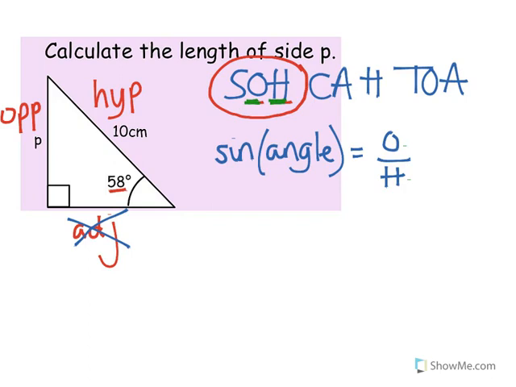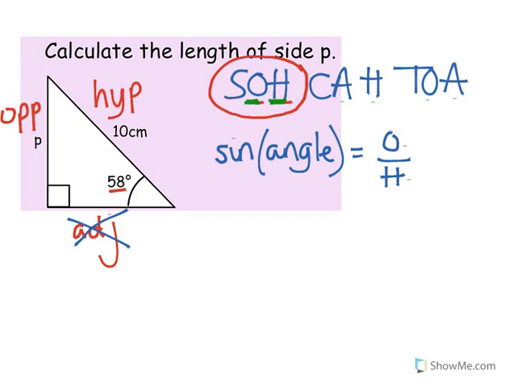It would have been the same with any of these. So CAH means cos of the angle equals adjacent over hypotenuse. And then it's TOA, tan of the angle equals opposite over adjacent. But for this one, we're looking at sine.